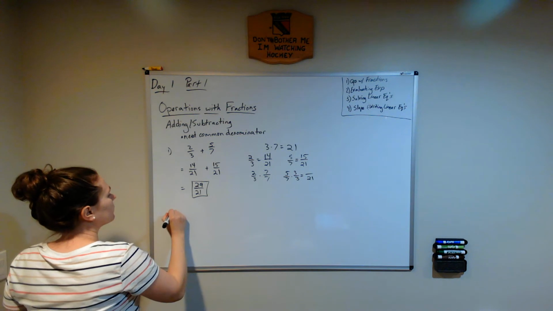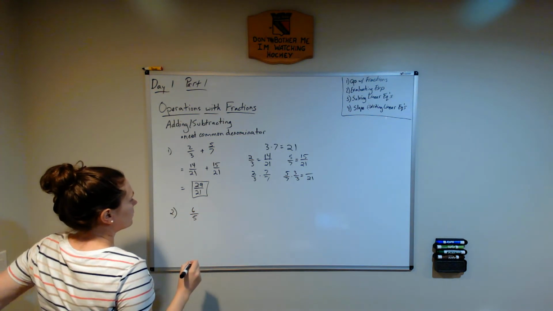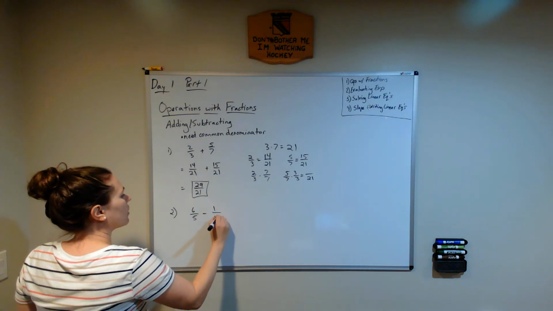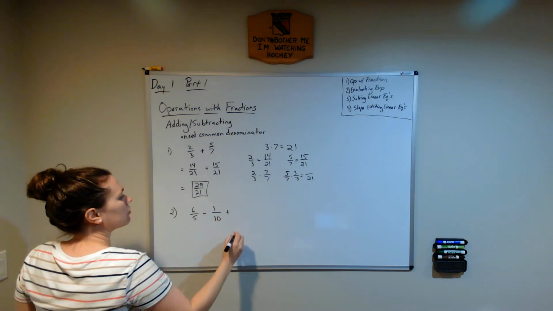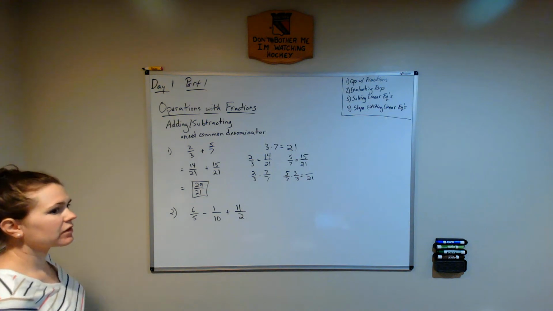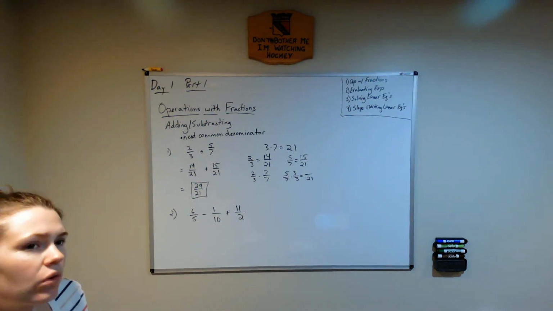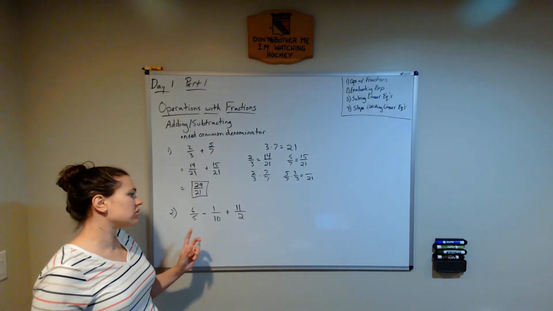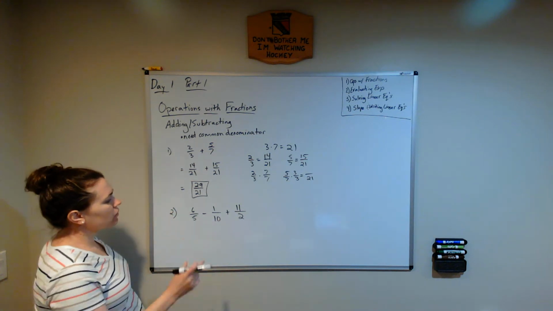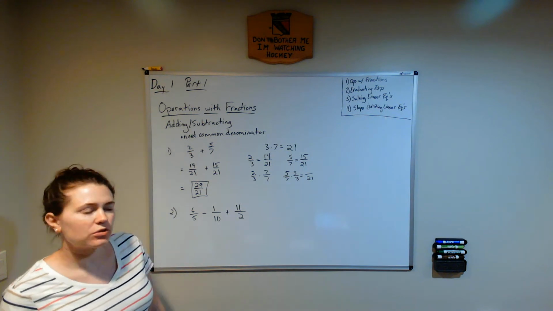Number 2, we'll do 6/5 minus 1/10 plus 11 halves. So we have 3 fractions, okay? And so remember, order of operations, adding and subtracting have the same hierarchy. We go left to right. And so if we have 3 denominators, we have to make sure we have a common denominator between all 3.